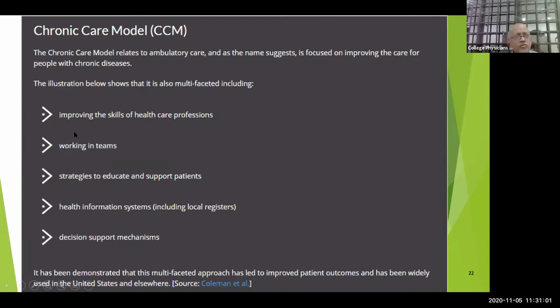And the first point here is that one feature of it is to improve the skills of the healthcare professionals. And I believe that you see the need, and that's why you're here today, to see whether this will be suitable for you. Then you have to find ways to work in teams, because then your output is better, and strategies to educate and support patients, and to have health information systems.